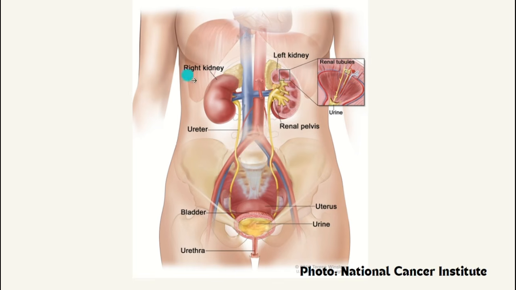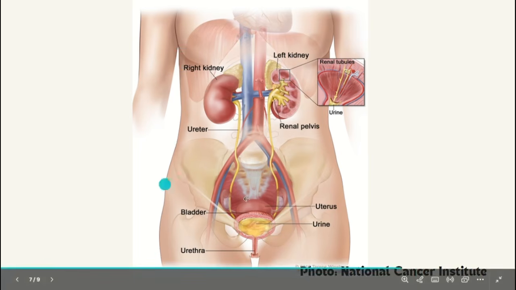And in this example, as you can tell, this is basically a female body, right? But it's almost the same thing, except in the male, obviously you won't find a uterus and stuff like that. But yeah.